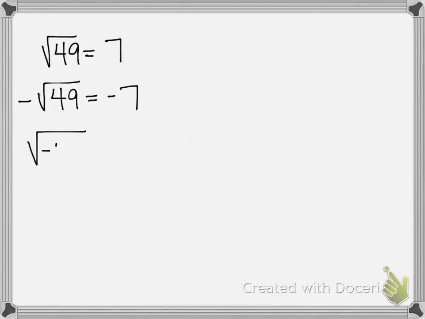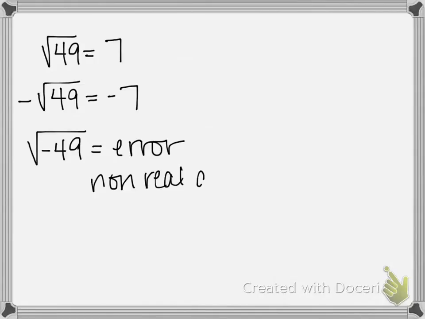But what happens if you see the square root of negative 49? Well, depending on your calculator, you'll get an error. Or if you're using your graphing calculator, you'll get a non-real answer. Go ahead and try it if you don't believe me. I knew you would. But you will get an error or non-real, because think about what a perfect square is.